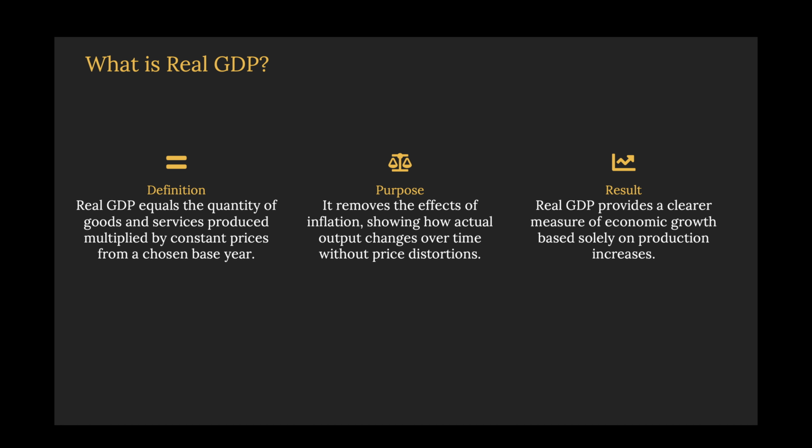Formally, we say that real GDP is the sum of quantities of final goods multiplied by constant prices from a chosen base year. Let's debunk this one by one. Constant prices means we freeze prices at the level of some particular year, and then use those frozen prices to value output in every year. This lets us see what's changing because of quantities, not because of prices.